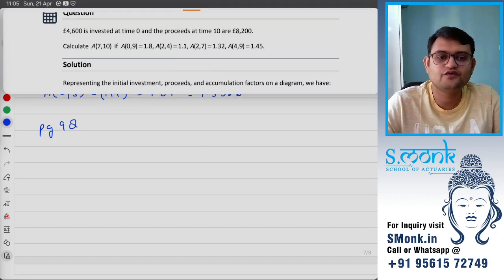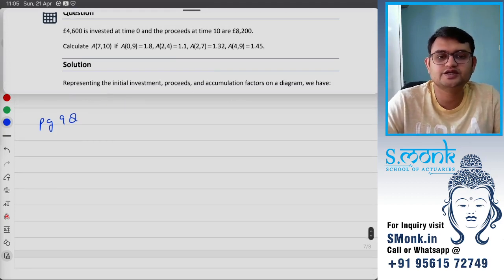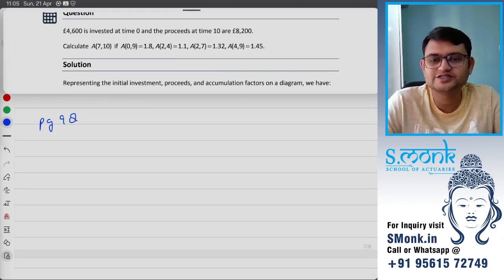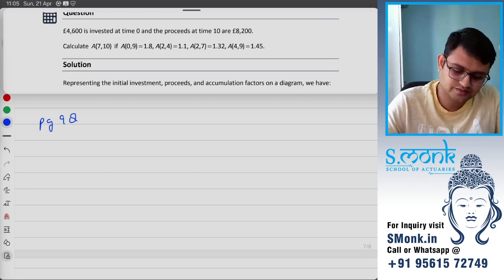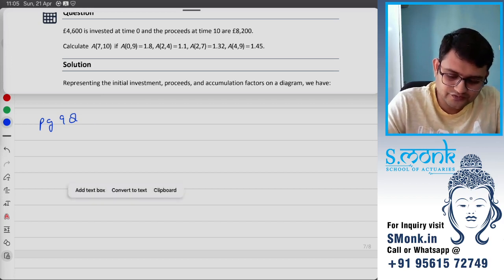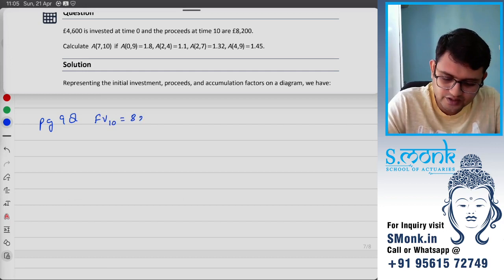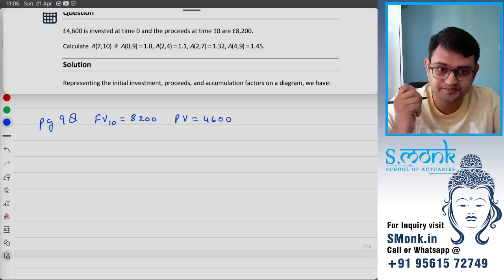So they are saying 4,600 is invested at time 0 and the proceeds at time 10 are 8,200. Calculate A 7, 10 if these values are given. Okay. So first of all, future value at time 10 is given as 8,200 and present value is given as 4,600. Okay.